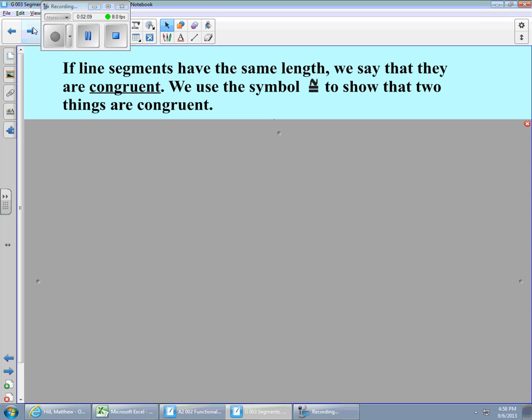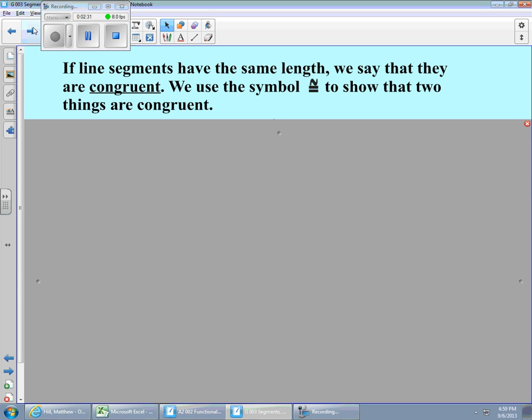Now the first thing we're going to say is a word that we're going to use a whole lot this year, so we're going to want to become familiar with this one. If line segments have the same length, we say that they are congruent. Congruent is a word we're going to use a bunch. The basic translation of it is equal measurement.